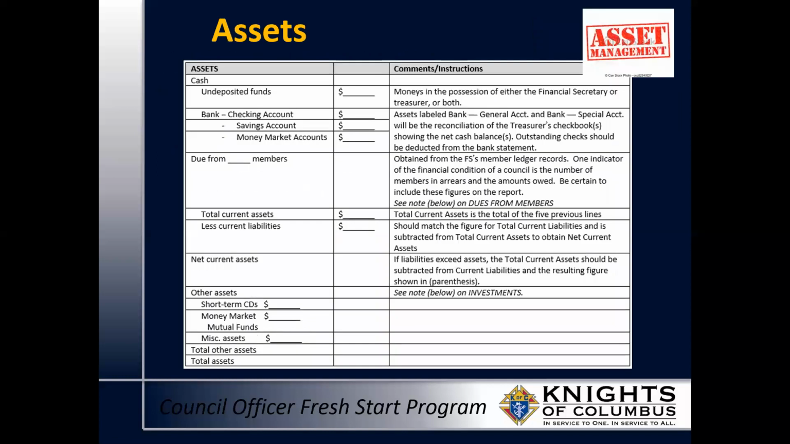The bottom section then talks about assets. Cash, in this particular case, says undeposited funds. So that would be any funds that the treasurer may have that were not deposited in the bank. Or also any funds that would be in the financial secretary's possession that he did not give to the treasurer during that period to deposit.